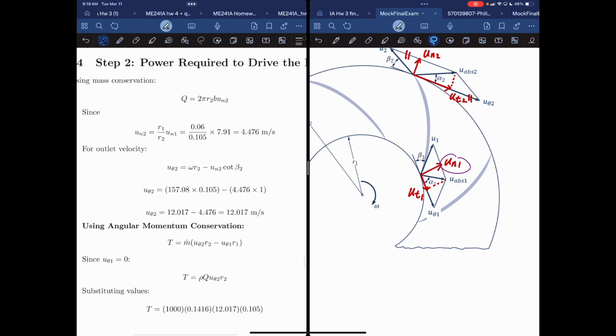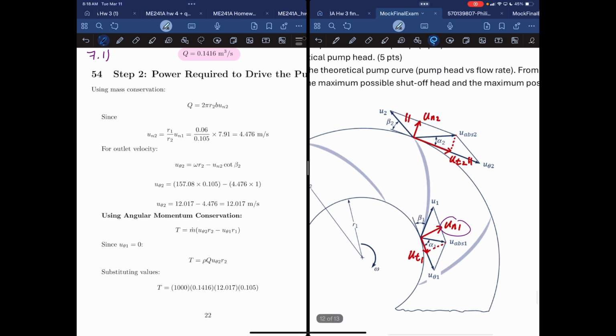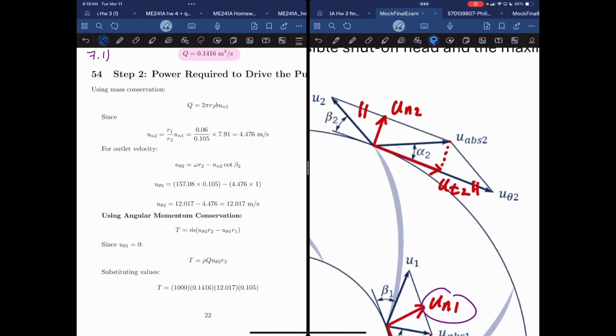So you want to know how to know which velocity to use for each situation? Yeah, that's a good question. Okay, so radial entry means that it's perpendicular to the impeller blade.